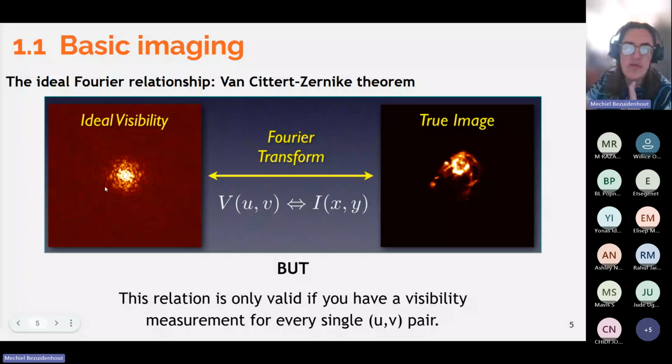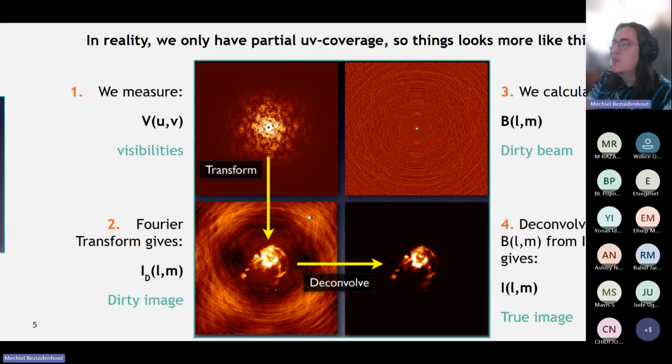Furthermore, we don't have an infinite distance between antennas. We don't have an infinite baseline, meaning we are only able to sample the UV plane up to a certain distance away from the center, which defines the resolution of the telescope. So this Van Cittert-Zernike theorem is really only imperfectly true. And in practice, things look more complicated.